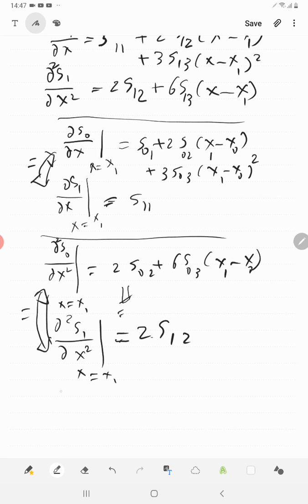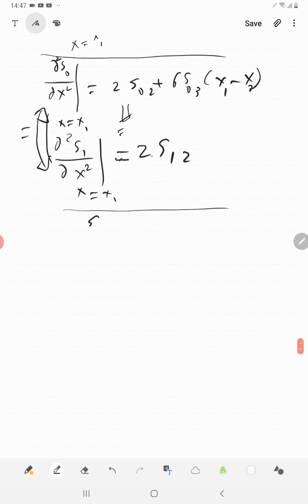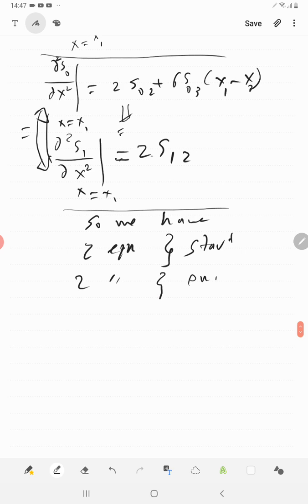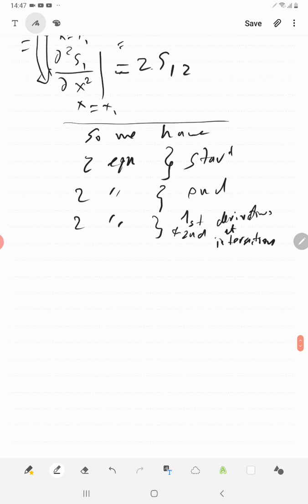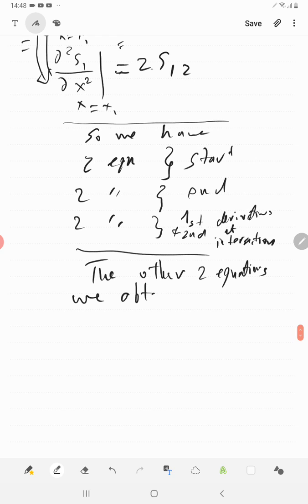We need another 2 equations. So we have 2 equations from the start, 2 equations from the end, and 2 equations from the first and second derivatives at the intersection. We are left with the other two equations. We obtain them from the endpoints.